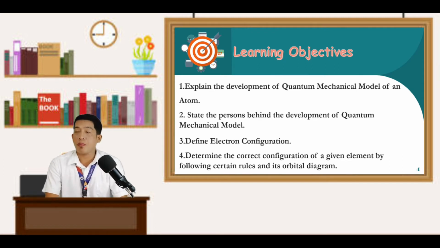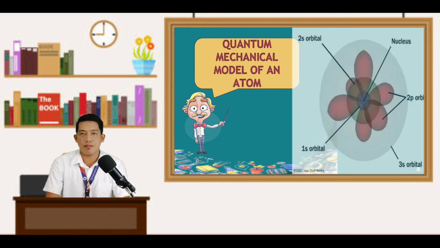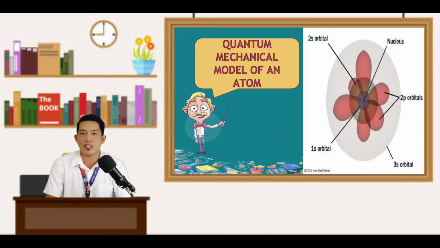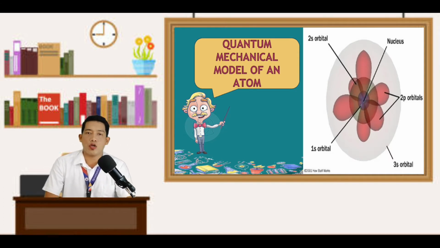At this point, prepare your SLM or self-learning module and try to imagine what an atom really looks like along with its subatomic particles. Or do you wonder how scientists developed the atomic model? Let us consider the development of the quantum mechanical model of an atom and how electrons are arranged in different orbitals. Let's find out. The works of the following scientists led to the development of the quantum mechanical model of an atom.